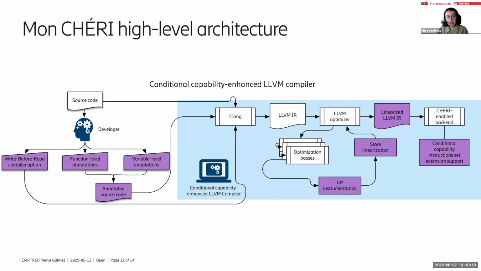And I will now explain the high-level architecture. From the compiler side, I implemented conditional permission compiler options, or function-level annotations or variable-level annotations. After that, on the LLVM IR side, we have conditional permission instrumentation: whoever has these annotations, I instrument with conditional permissions. I already explained the store linearization pass, which ensures consistency during the lifetime of these capabilities.